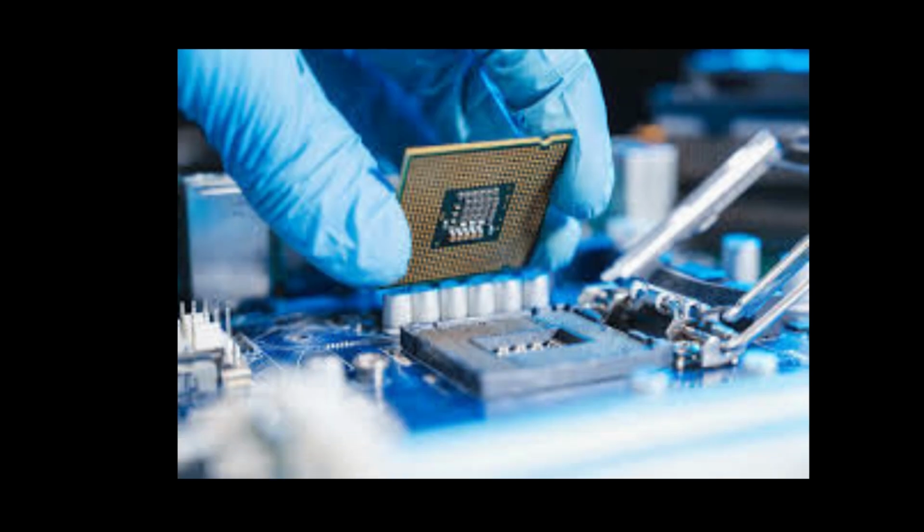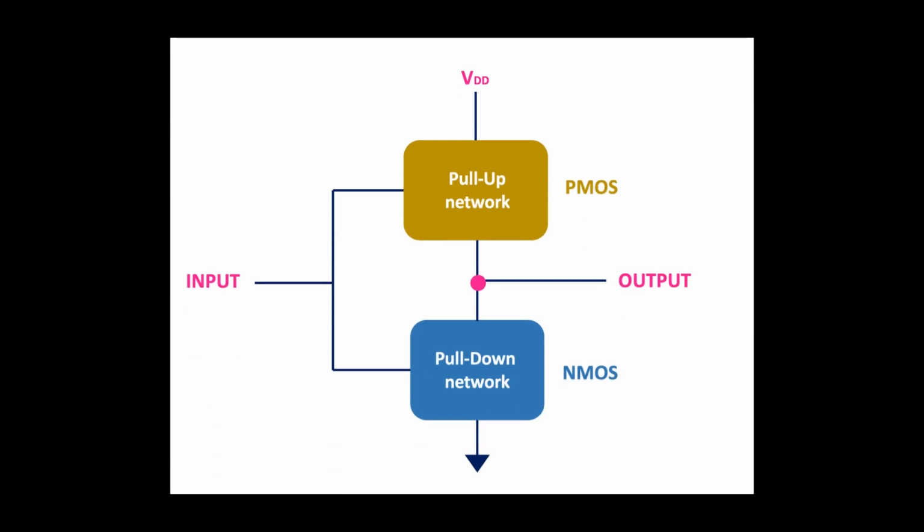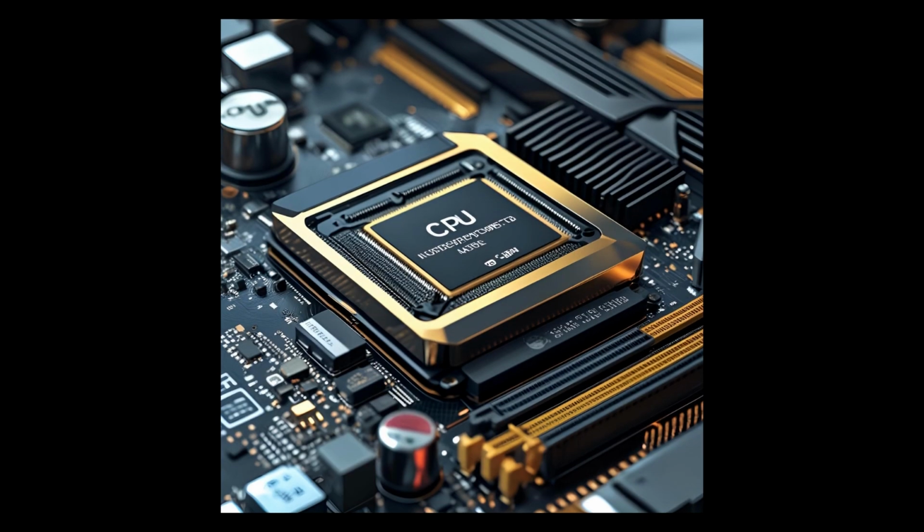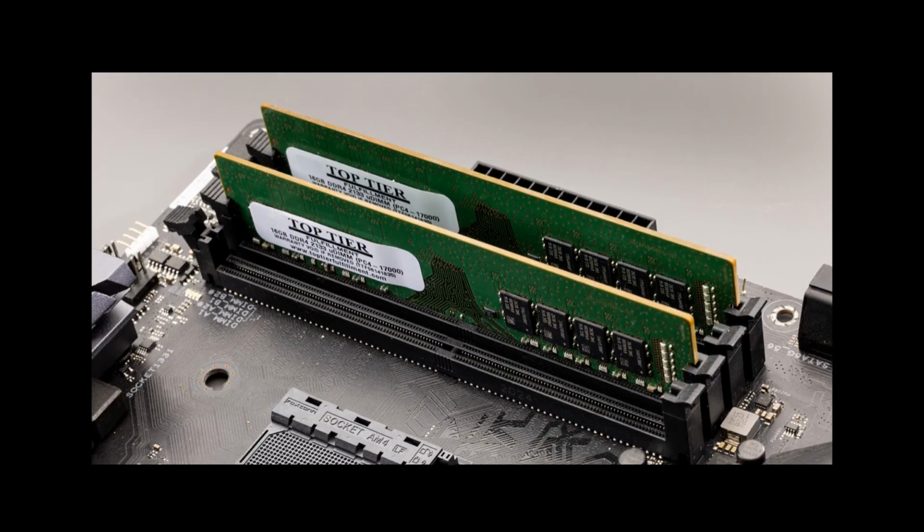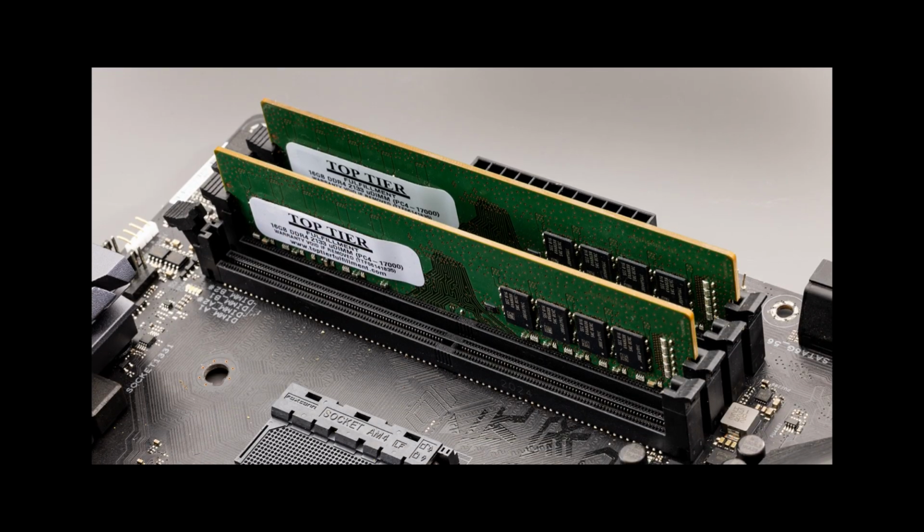In CMOS, each gate is built with a mix of P-type and N-type MOSFET transistors. The beauty of CMOS is that it consumes very little power, especially when not switching states, while still allowing for high speed and high density. That's why modern microprocessors, memory chips, and almost all digital integrated circuits are based on CMOS technology.